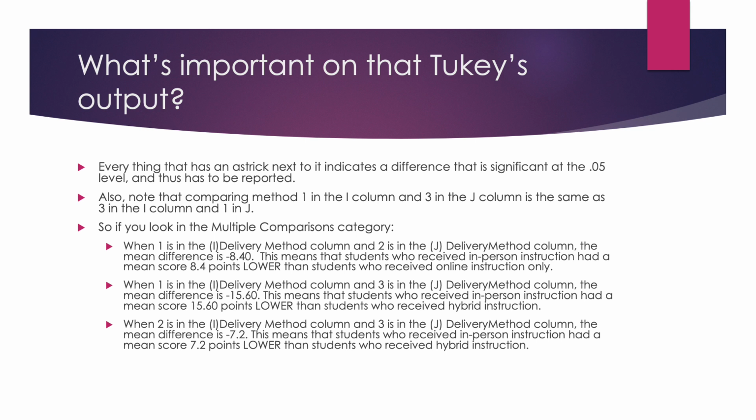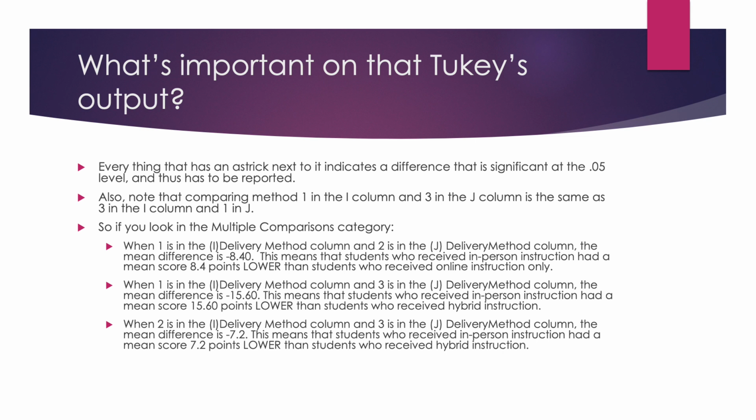So if we look at the results of this specific comparison, when 1 is in the I delivery method column and 2 is in the second J delivery method column, the mean difference is a negative 8.40. This means that students who received in-person instruction had a mean score 8.4 points lower than students who received online instruction only. When 1 is in the I delivery method column and 3 is in the J delivery method column, the mean difference is a negative 15.60.